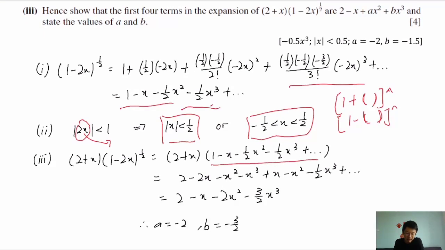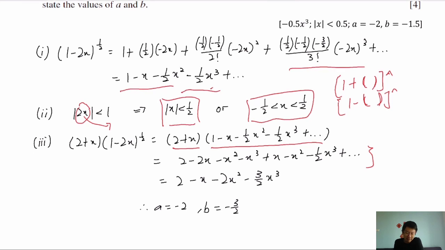Okay, so we have got the (1 minus 2x) to the power of half. We have found that earlier on, and we just have to expand by multiplying with the terms in (2 plus x), and just deal with all the terms carefully from there. By doing all the terms carefully, we will have all these terms, so we can find what are the values for the a and b from there. Basically this is not difficult to do.